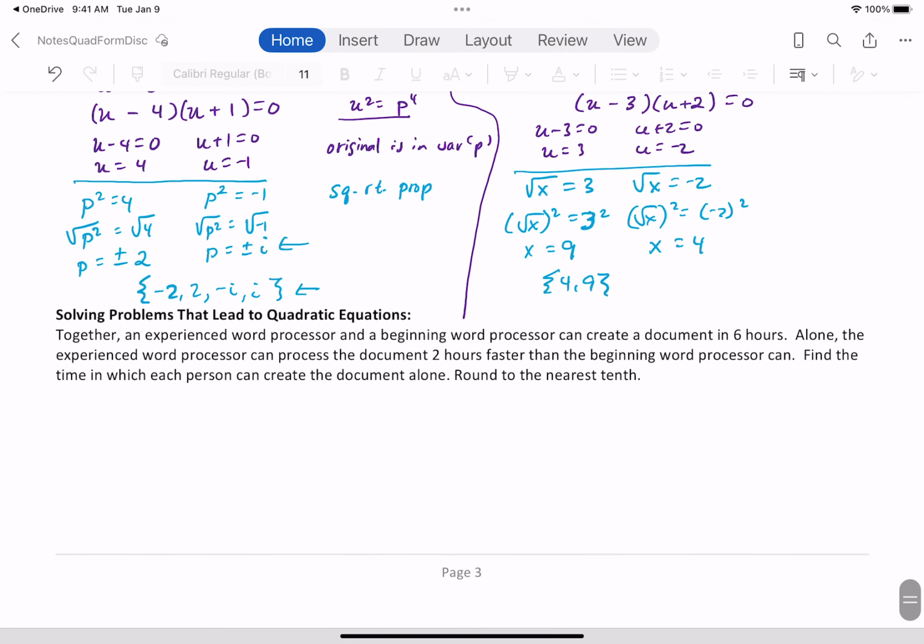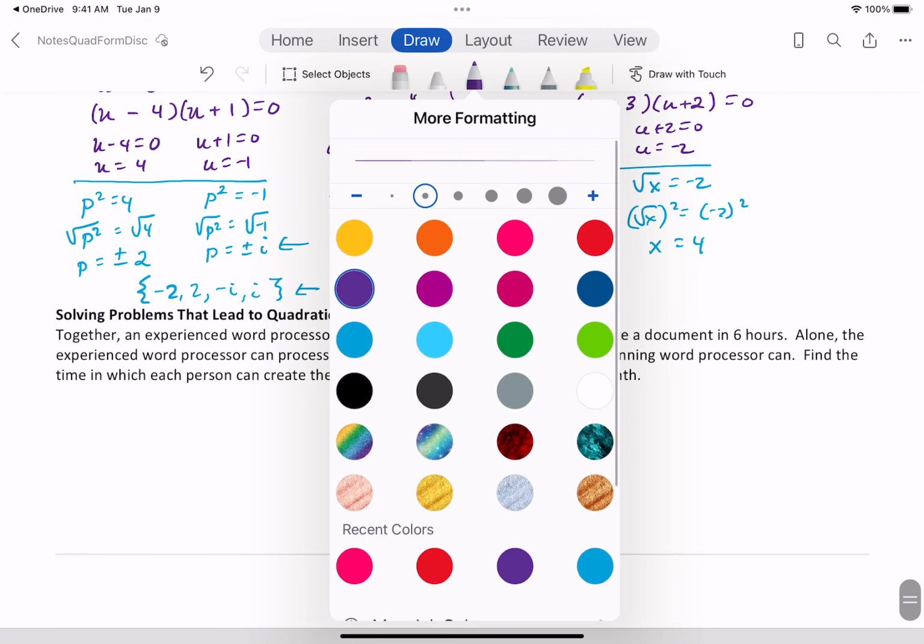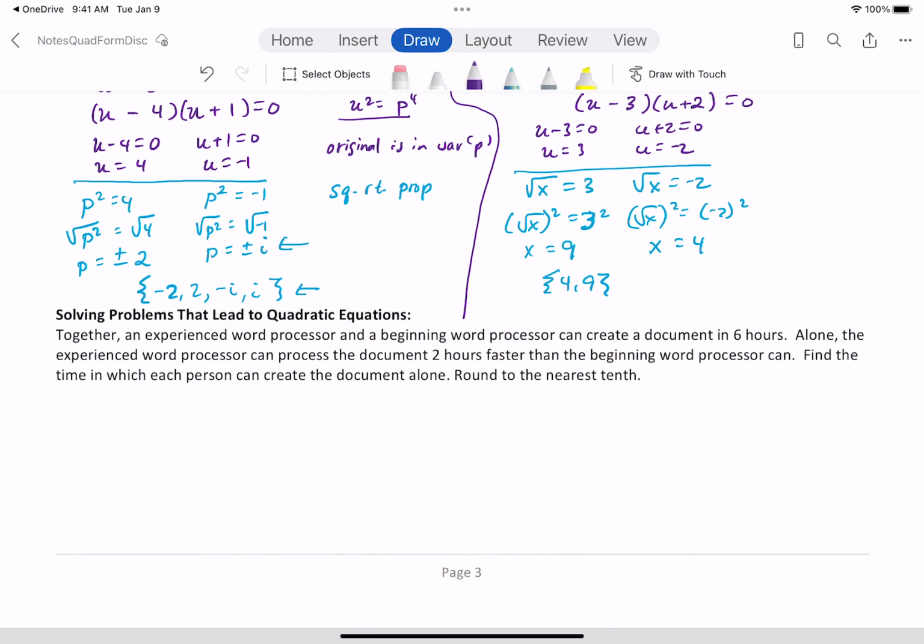Alright, we got one more. And this one is going to look very familiar. It's something, again, that we've worked before. But now it's not going to be factorable for us to solve. But this is one of those work rate problems like we did before. And it's actually kind of worded the same way.